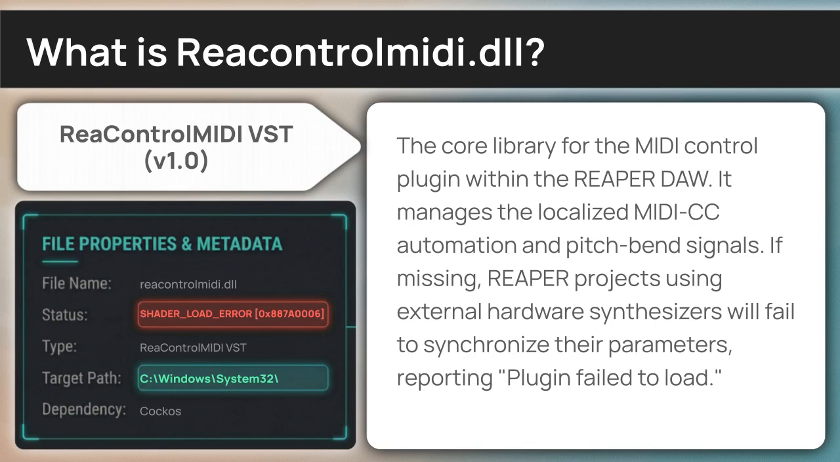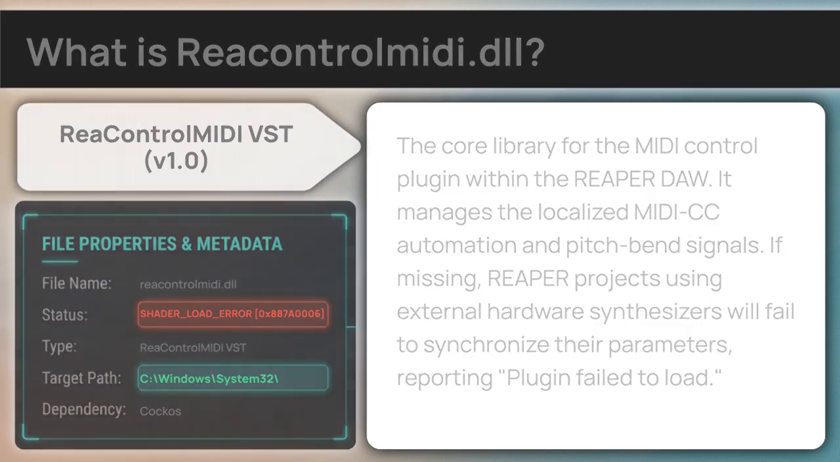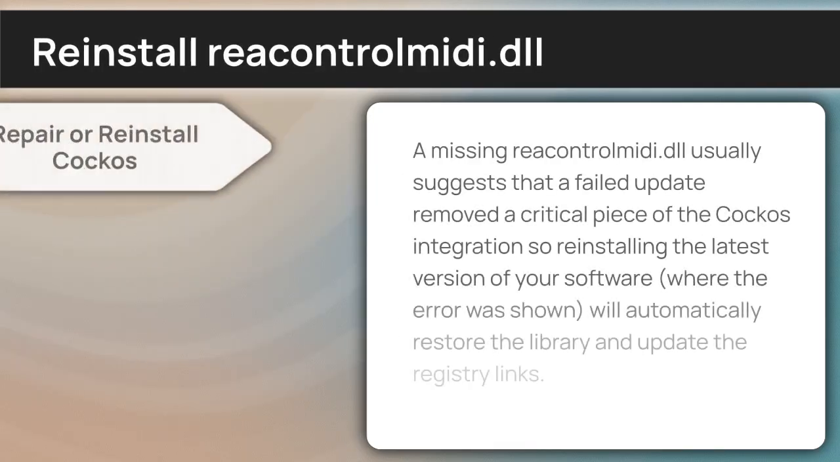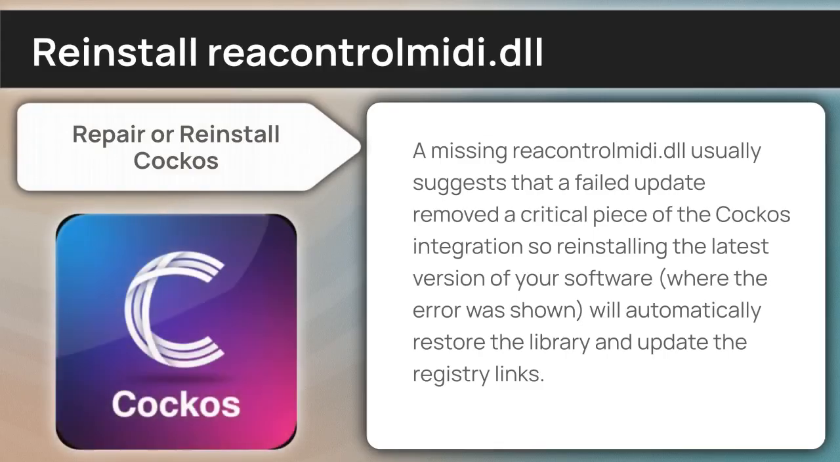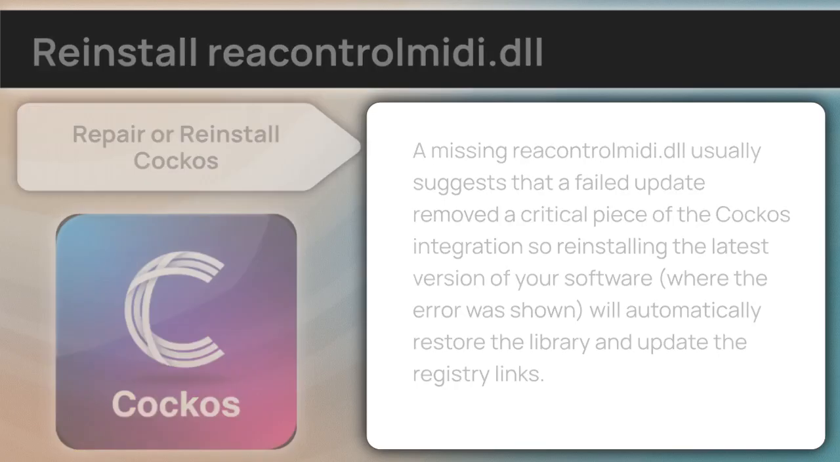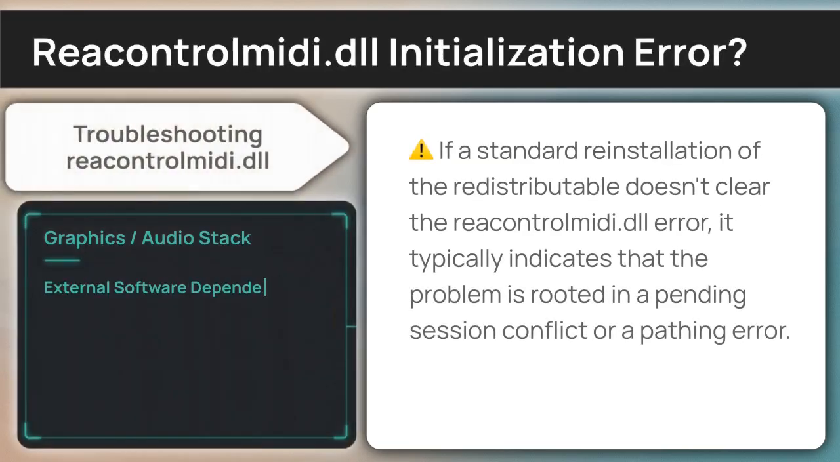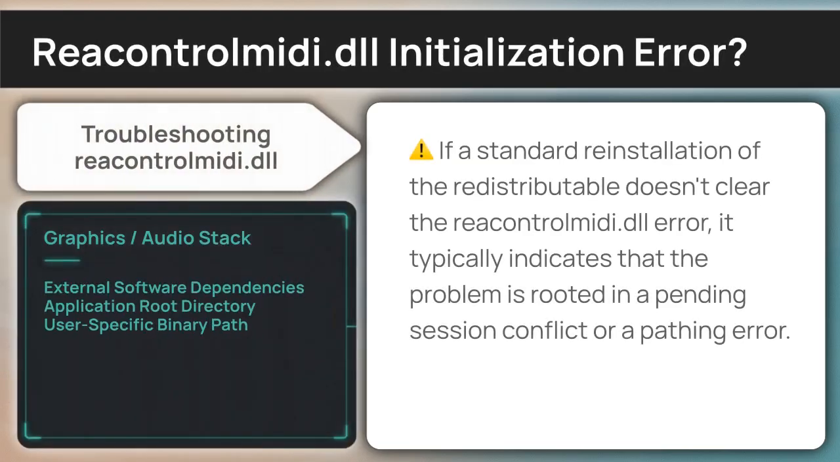Now that the technicals are covered, let's run the official installer. A missing ReaperControlMIDI module DLL usually suggests that a failed update removed a critical piece of the Cockos integration, so reinstalling the latest version of your software, where the error was shown, will automatically restore the library and update the registry links.